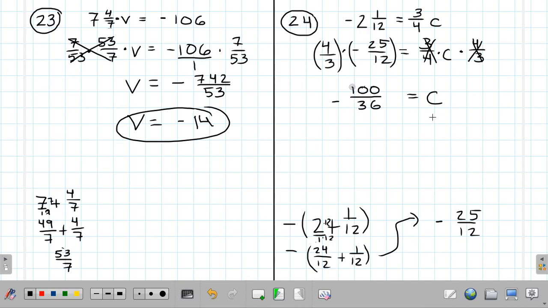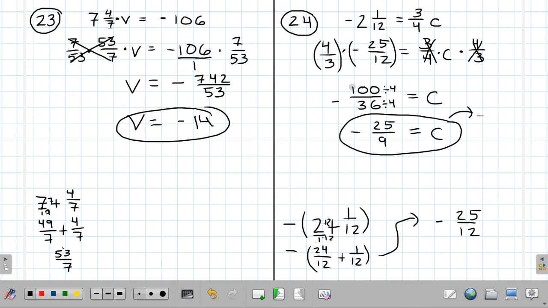And then we can actually simplify that a little bit, because we can divide both top and bottom by 4. So we get negative 25 over 9. And that's actually as far as we can take it without writing it back as a mixed number. And once again, if you write that back as a mixed number, that's negative 2 7/9.